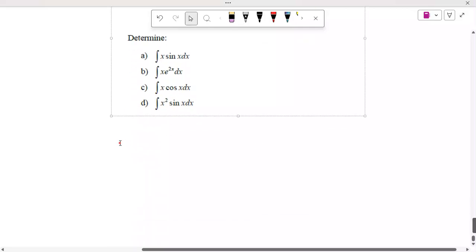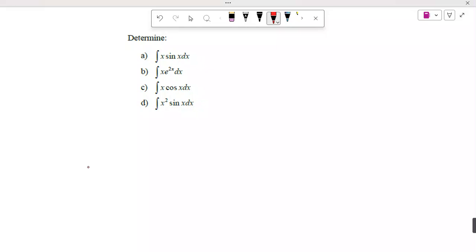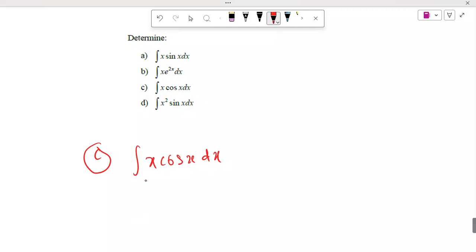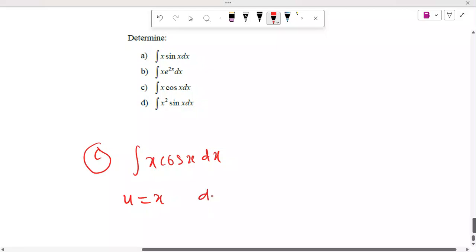So let's come to this one. Let's come to c. So for c, we're integrating x cos x dx. So here, which one do we pick as u and dv? How do we reduce this power? The only thing you have to be concerned with is how you reduce this power. You can only reduce by differentiation. So you pick u to be x, then dv as cos x.